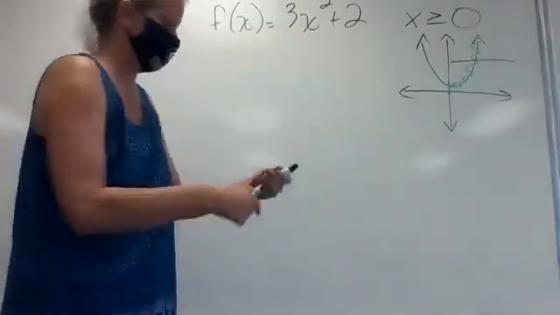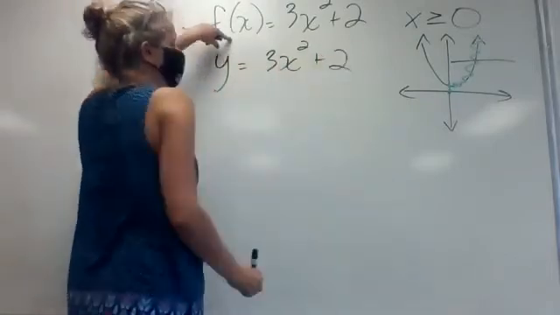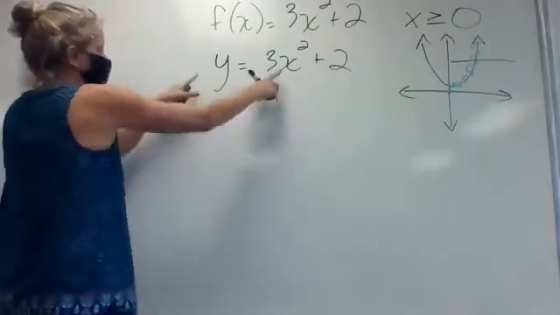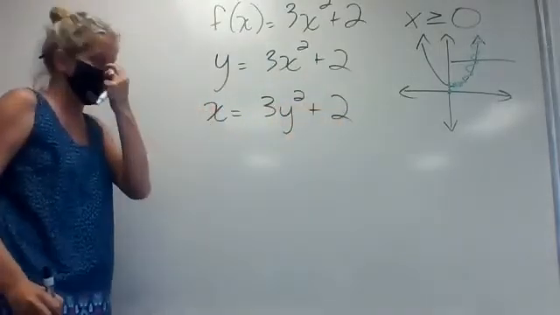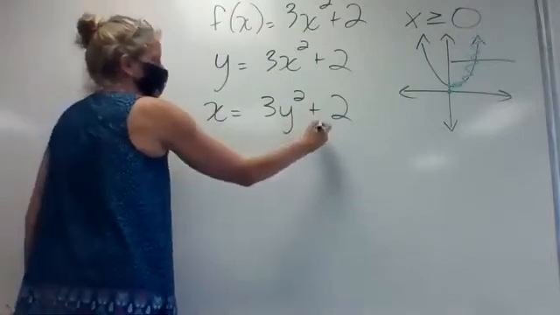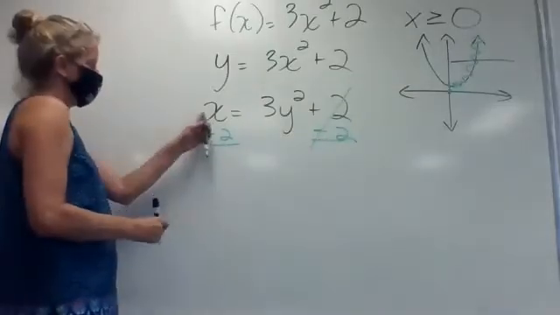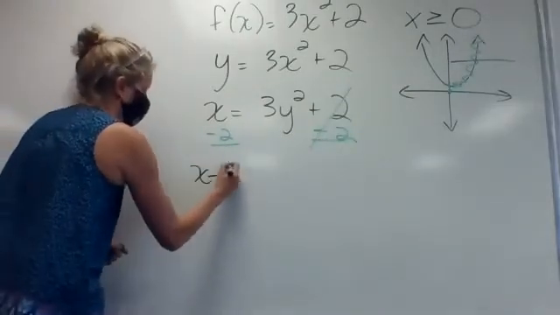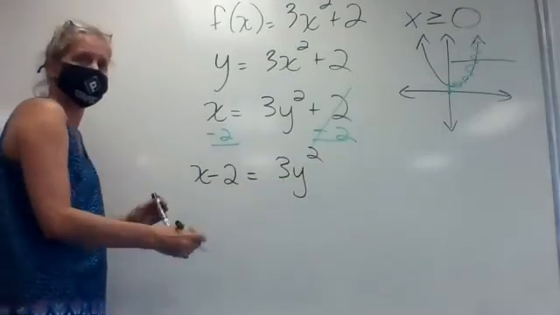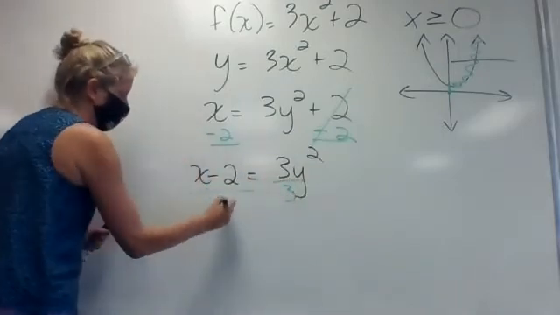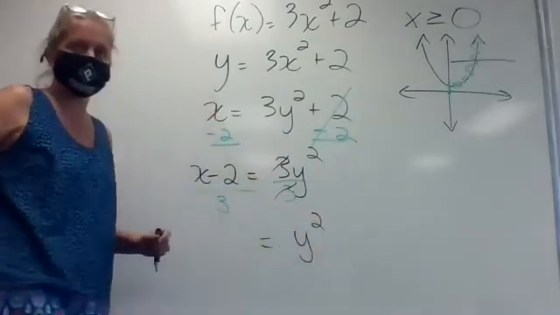All right. Rewrite. y equals 3x squared plus 2. Flip-flop. x equals 3y squared plus 2. Solve. Get rid of plus 2 with minus 2. So I have x minus 2 equals 3y squared. Get rid of the 3. It's multiplied on, so we're going to divide by it.